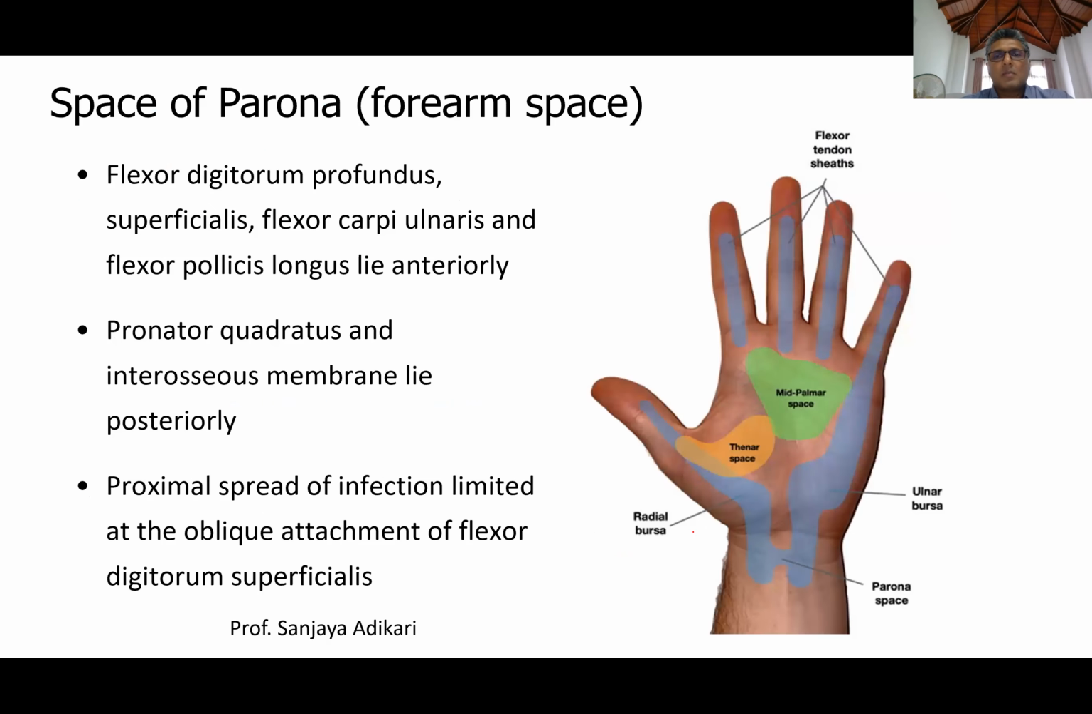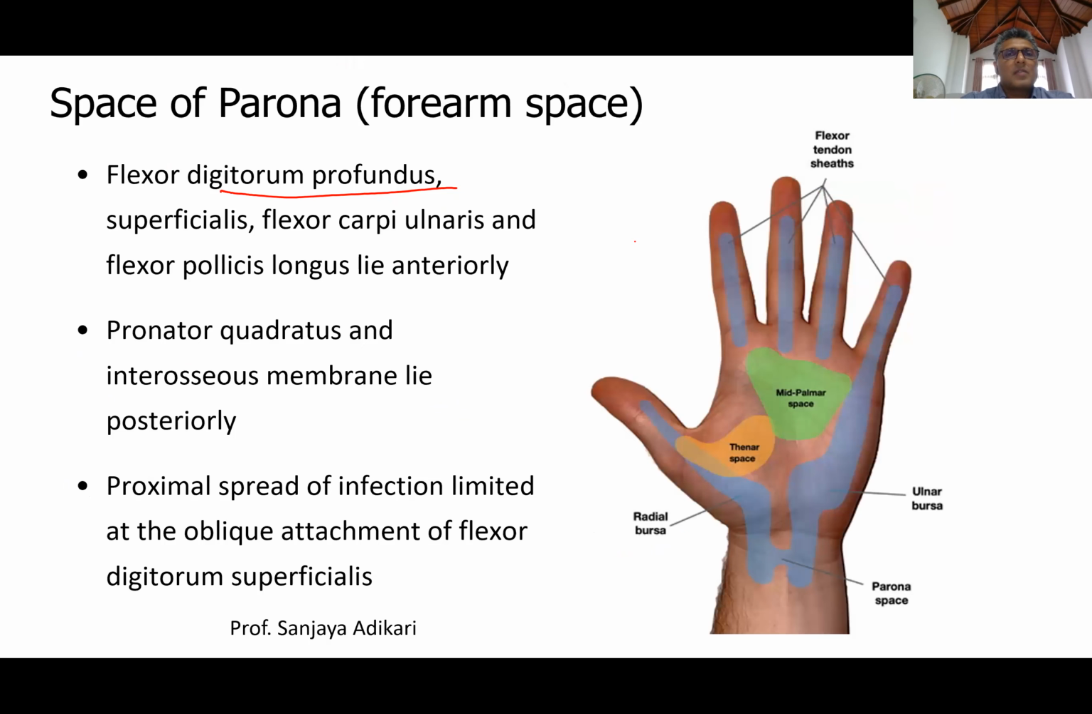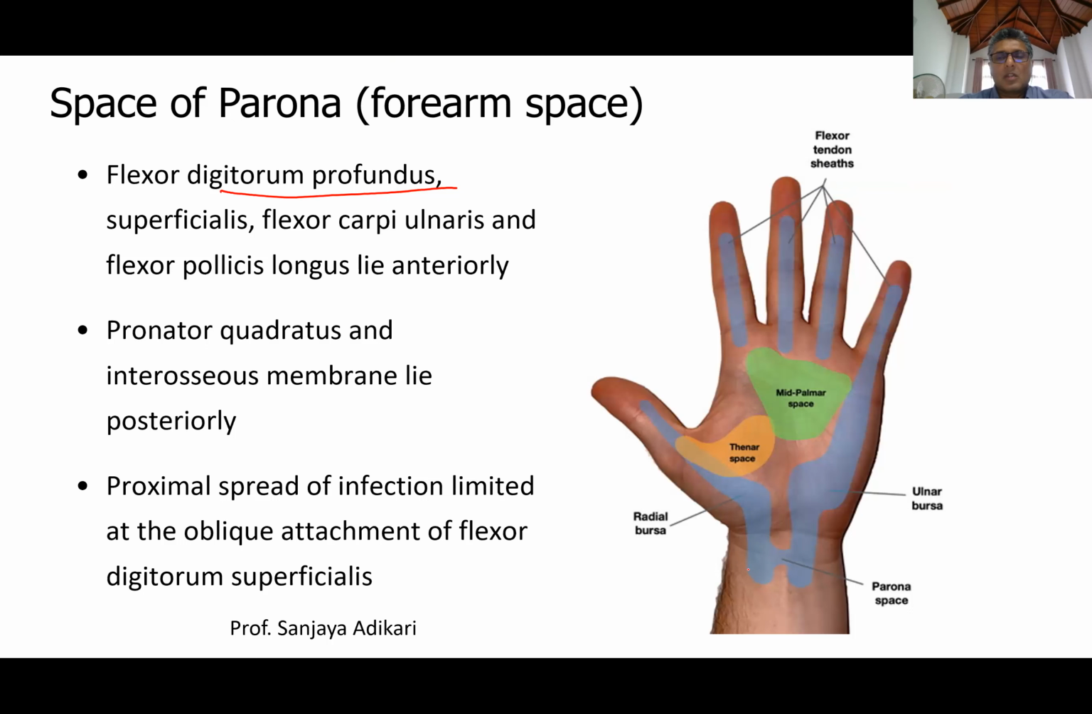So this is your forearm space, which is called the space of Parona. Its boundaries are, superficially, the flexor digitorum profundus. I'll show you a different diagram. So you get flexor digitorum profundus here, then the flexor pollicis longus and flexor carpi ulnaris superficially, and deep you get the pronator quadratus and the interosseous membrane.